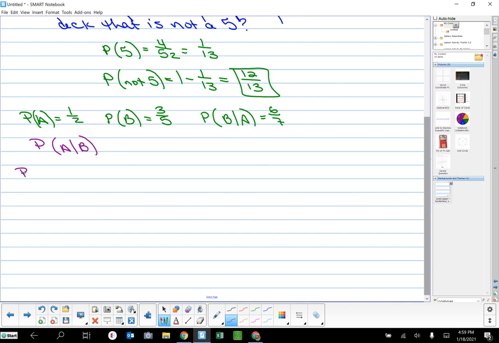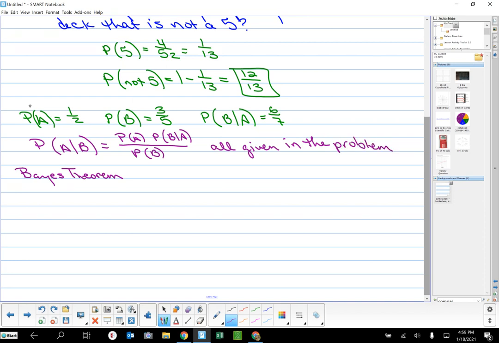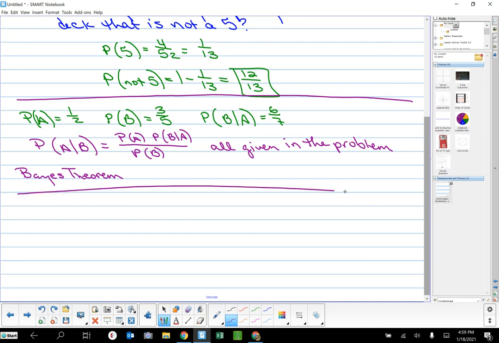Well, this is something called Bayes' theorem. And there's a formula for that. And all you need, and I'm not going to work this out, this is just plugging and chugging. You're just going to go P of A times P of B given A over P of B. Okay, and you're going to have all of these. These will all be given in the problem. Okay, so that's just something you're going to need to know when you go to do that. All right.